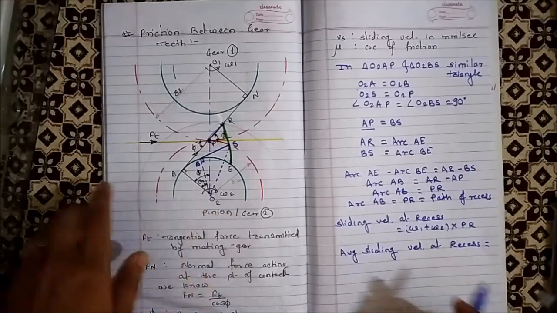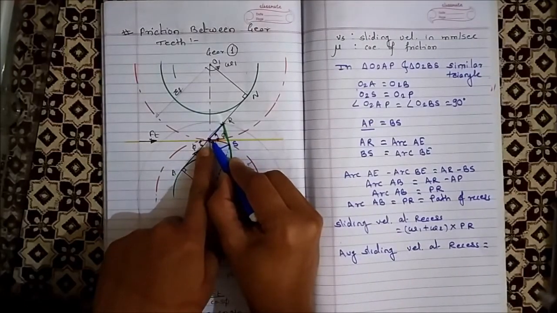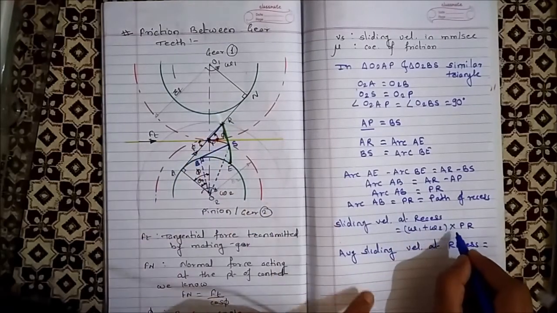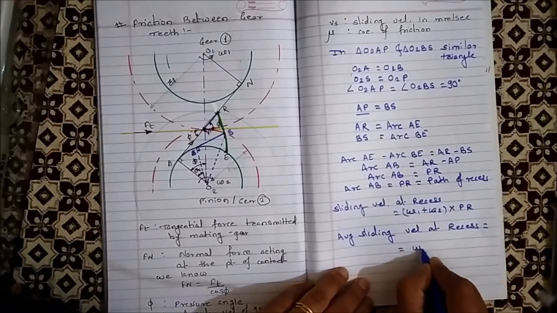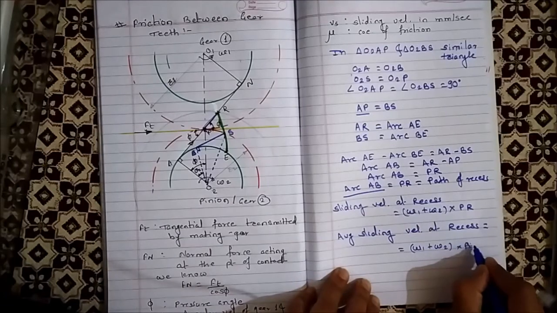so what is that? It is the addition of this. At the pitch point the velocity is 0 and at R the velocity is omega 1 plus omega 2 into PR. So the average sliding velocity is omega 1 plus omega 2 into PR divided by 2. Instead of PR, now we'll put arc AB. So it's arc AB by 2.